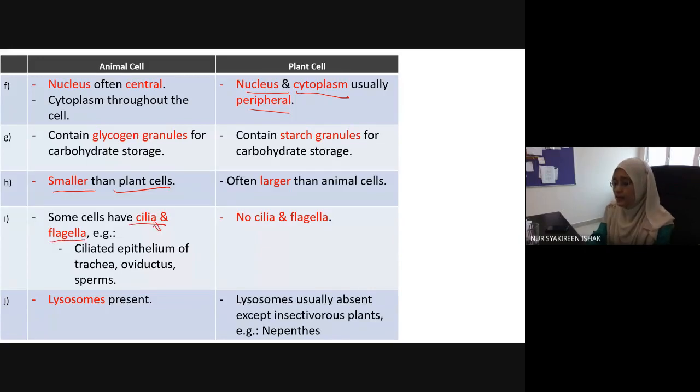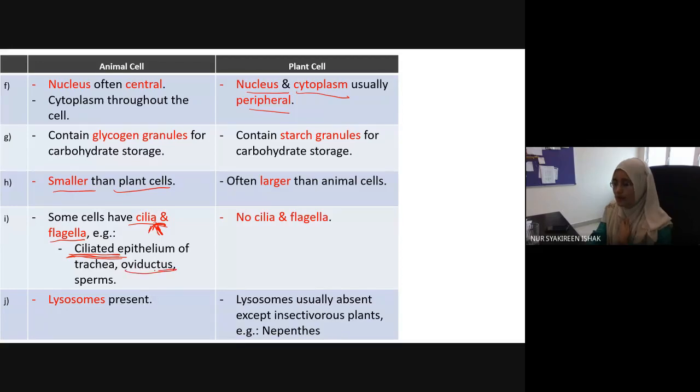So for example, in our body, the cells that have cilia are the cells that line your trachea. As you breathe in, obviously the air that you breathe in is not clean, full of contaminant or pollutant. So the trachea will filter out the contaminant by having the cilia. Cilia lining the trachea filter out any contaminant that tries to enter into your lung.